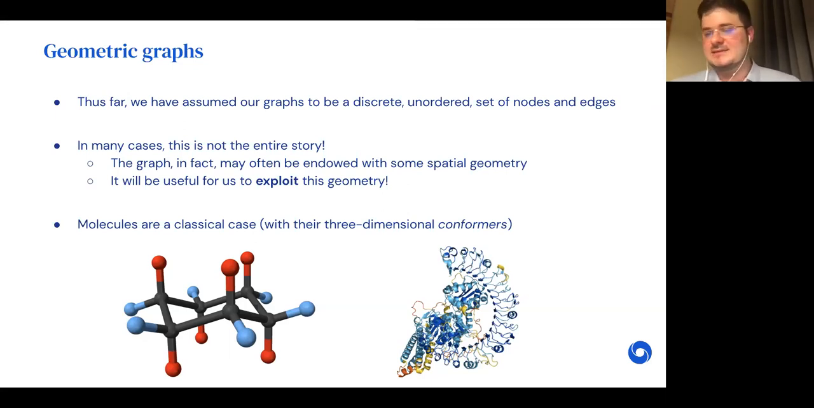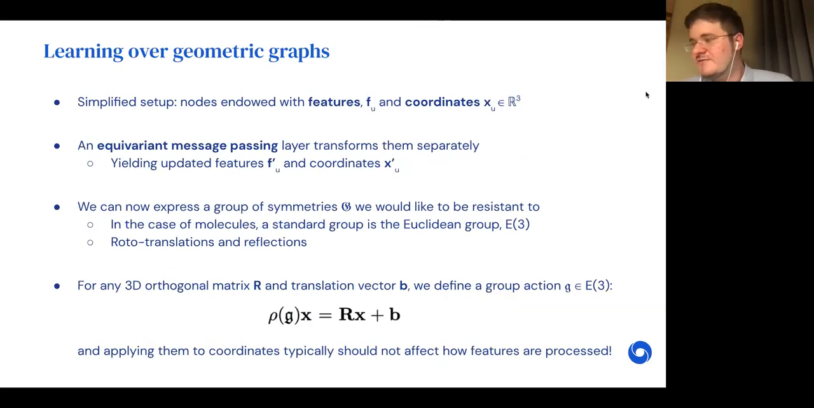This, of course, becomes immensely more complicated when you go beyond small molecules and into the domain of proteins, where models like AlphaFold tend to shine. So let's just consider a very simplified geometric graph setting where my nodes no longer just have general scalar features, but they also have three-dimensional real coordinates, and I'm explicitly delimiting them. So the features are f and the coordinates are x. And if I have an equivariant message passing layer over them, I'm basically going to be transforming them separately. This will give me updated features as well as updated coordinates for every node u in the graph.